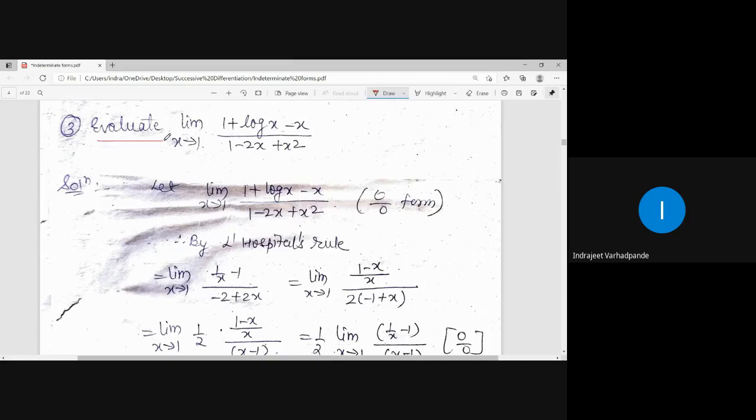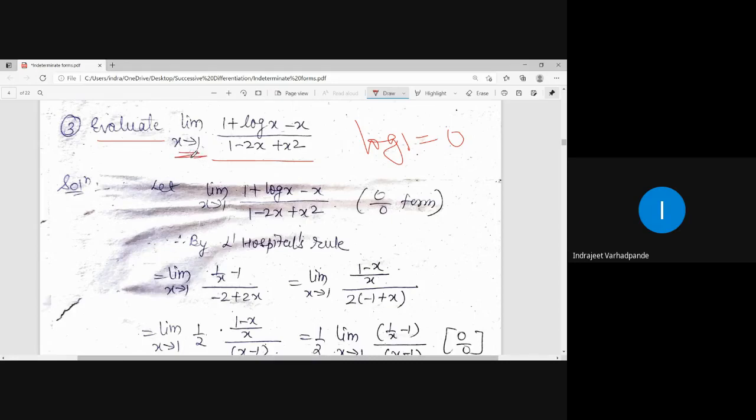The next example related to the indeterminate form 0 by 0 is limit x tending to 1 of (1 plus log x minus x) upon (1 minus 2x plus x square). See, I told you in the beginning the various results. Log 1 is 0, right? So this is 1 plus 0 minus 1. 1 minus 1 is 0.